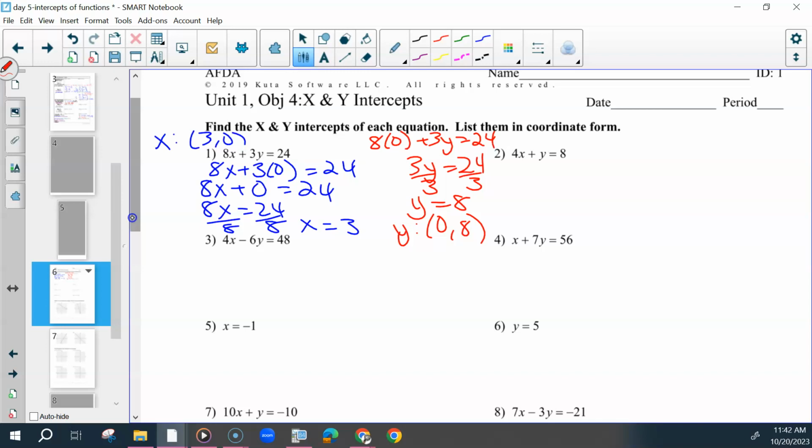Questions about how we found the x or y intercept on that? We're going to do one more, and then I'll have you guys look through. When you're finding the y-intercept, you change the x to 0, but when you're finding the x-intercept, you're changing the y to 0. Yes, they're opposites. So let's do the same thing for number 2.